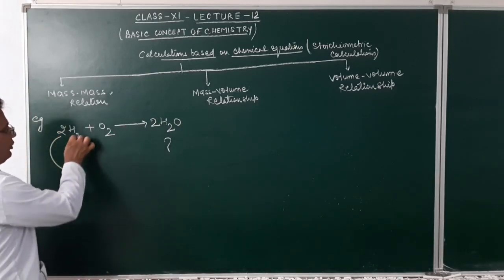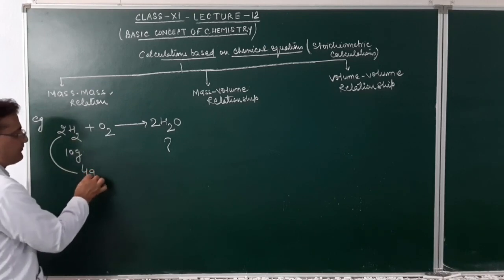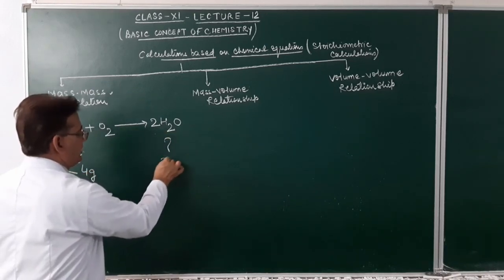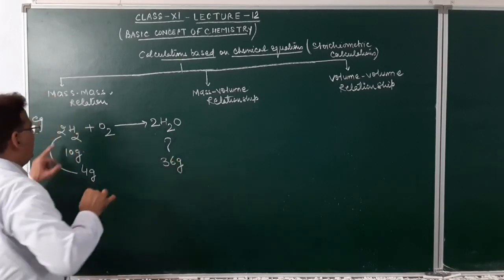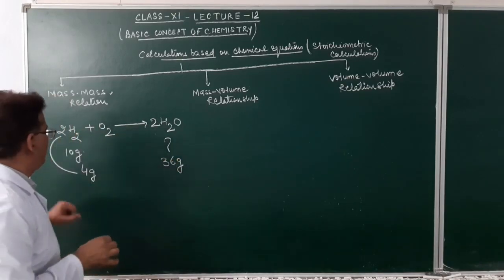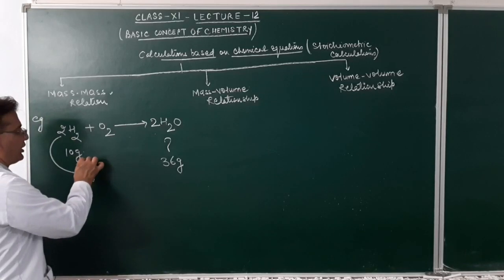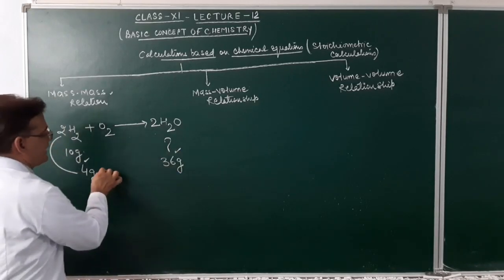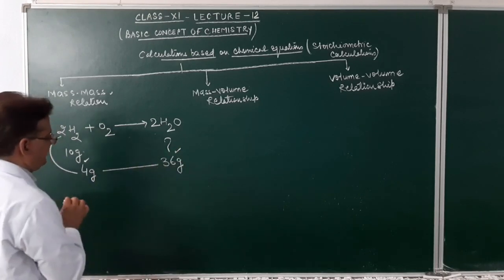Just see over here. What is the mass of hydrogen over here? 2 into 2, this will be 4 gram. What is the mass of water over here? This will be 2 into 18, this will be 36 gram. So by the balanced chemical equation, what do we get? If we have 4 gram of hydrogen, 36 gram of water is obtained.